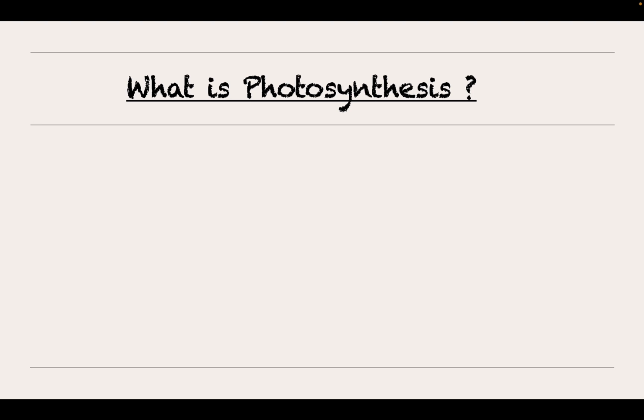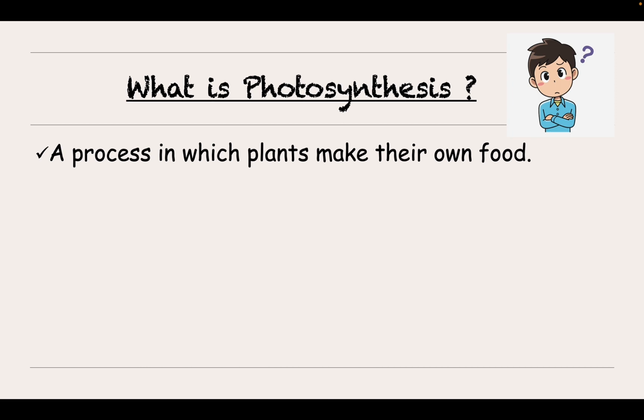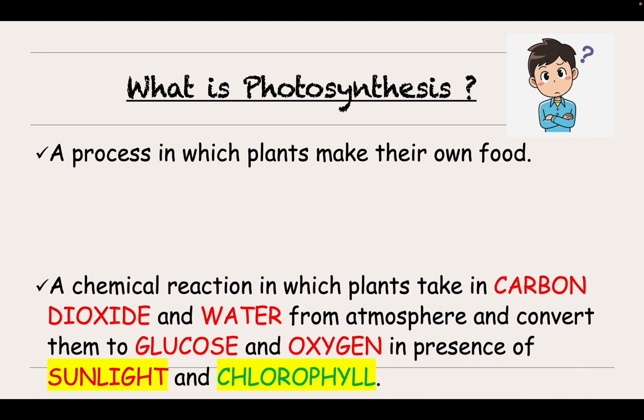Now let's go and check what is photosynthesis. We know that green plants prepare their own food and so they are called producers. So this mechanism of making own food is called photosynthesis, where photo means light and synthesis means making. So green plants make their own food with the help of light, which is sunlight. So photosynthesis is a process in which plants make their own food.